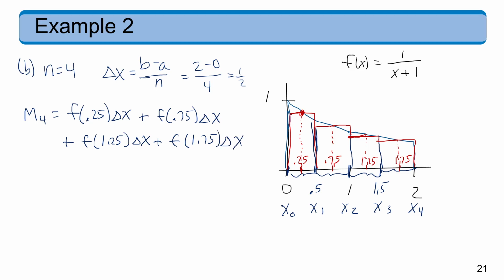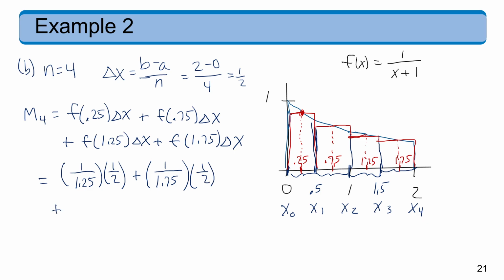So in the next step, we can evaluate the function at those given inputs. So f of 0.25 would be 1 over, and then we have 0.25 plus 1, right? We're plugging into this formula here. So the denominator is 1.25. And then the delta x this time is 1/2. Plus, when we plug 0.75 in, we get 1 over the denominator 1.75. Delta x is 1/2.